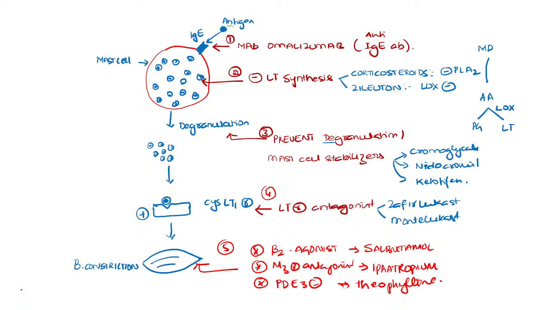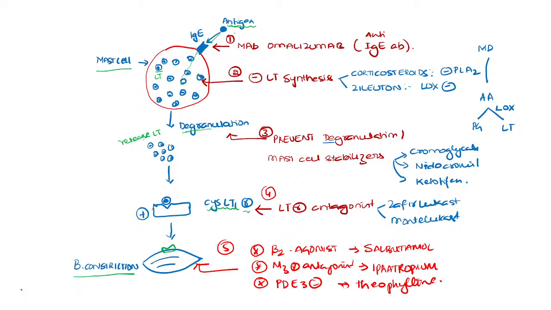So as you can see here, once the antigen binds to the IgE receptor which is present on the mast cell, so this is the mast cell. Inside the mast cell there are leukotrienes. These are the leukotrienes which are the inflammatory mediators. So once the antigen binds to the IgE, there will be activation of mast cells and this will lead to degranulation. Degranulation will lead to release of leukotrienes, and these leukotrienes are going to act on the cysteinyl leukotriene 1 receptors, which are present on the bronchial smooth muscles. So upon activation of these receptors, there will be bronchoconstriction which leads to difficulty in breathing.